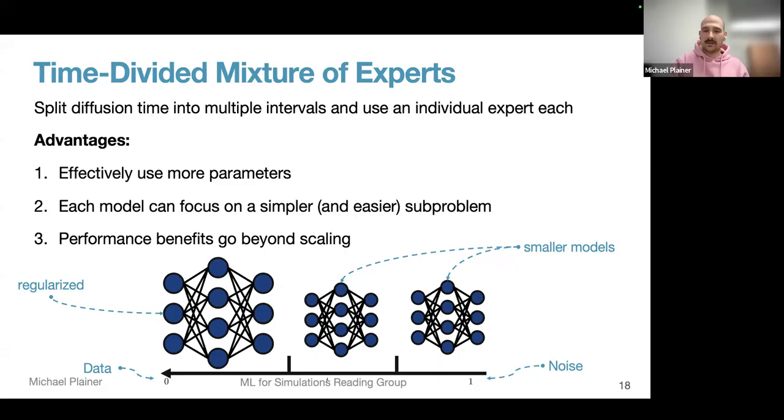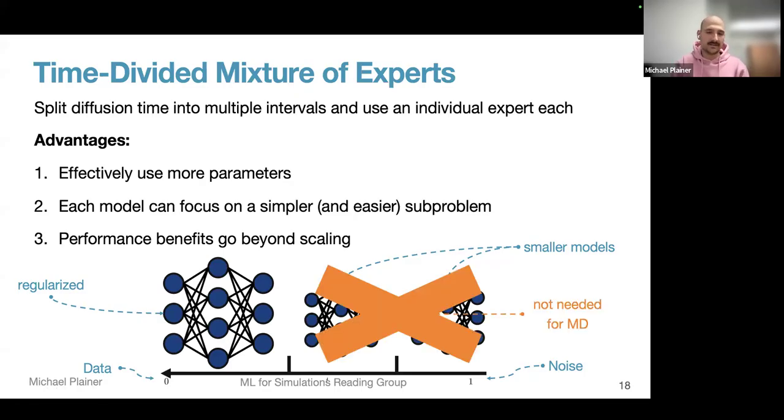Also, we did some experiments, and these performance benefits go beyond scaling. Although we use more parameters, it is better to allocate these parameters more efficiently with this mixture and get better results than just using a larger model. The idea again is that we can distribute our capacity mostly to the relevant diffusion times. And a neat benefit is that if you're just interested in the forces or the potential, you can skip training the other models and just train one model on a subrange, and this makes it a bit more stable.